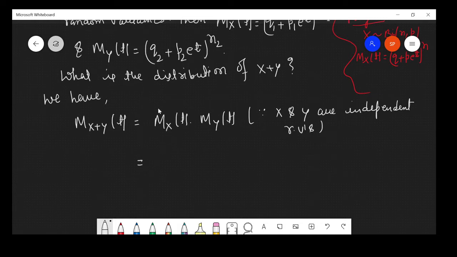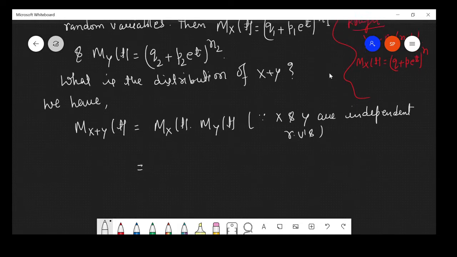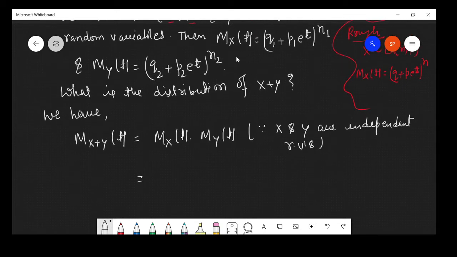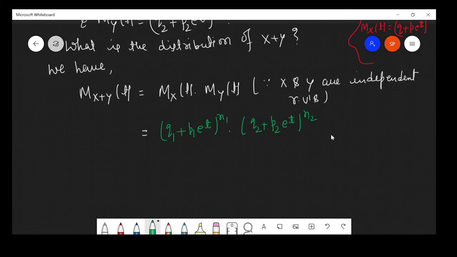And after that, x follows the binomial distribution, that's why we write the moment generating function as given here, and y follows the binomial distribution with parameters n2, p2, and that's why we can write the moment generating function of y. Here we write (q1 plus p1 e to the power t) whole to the power n1 into the moment generating function of y, (q2 plus p2 e to the power t) whole to the power n2. Now this is equation number 1.